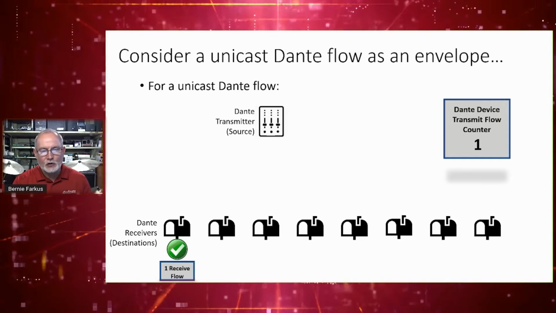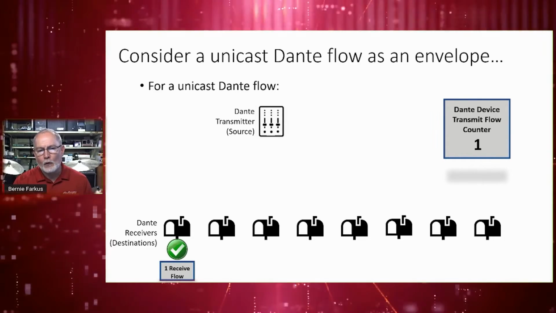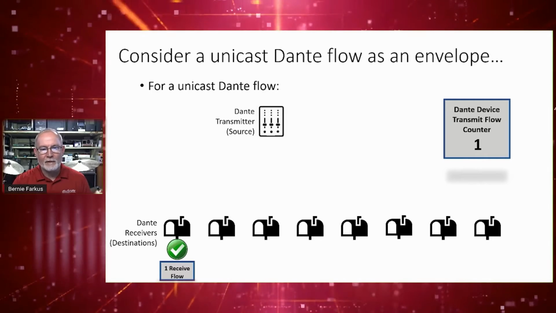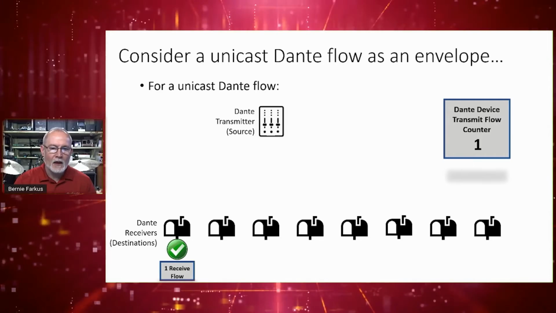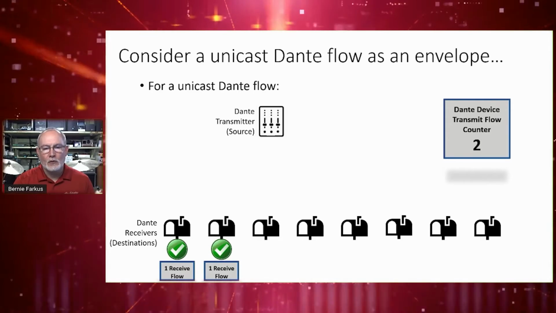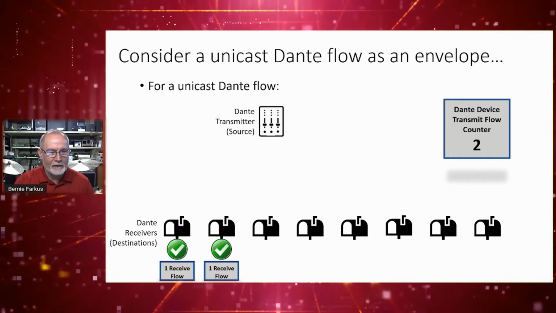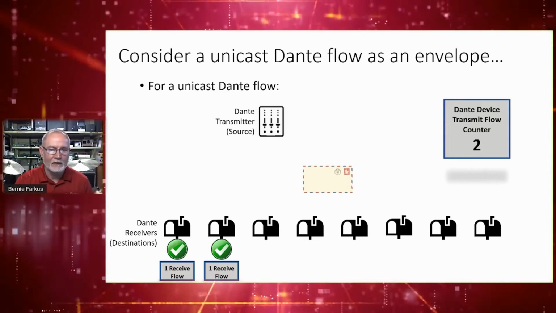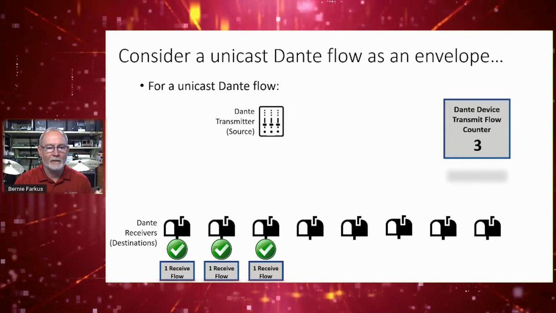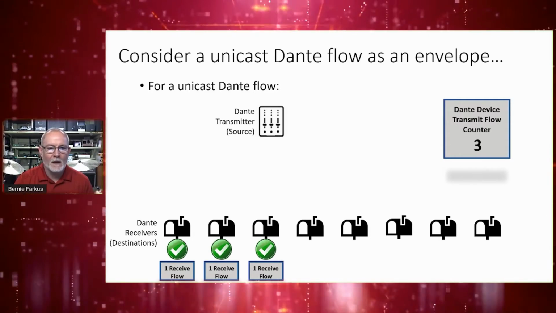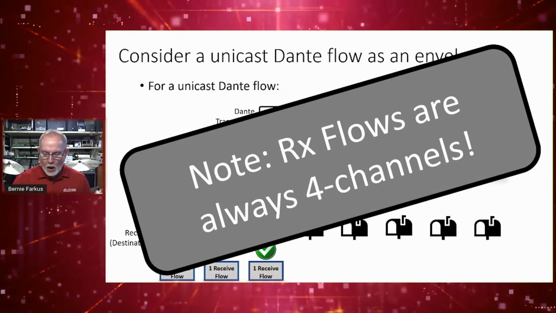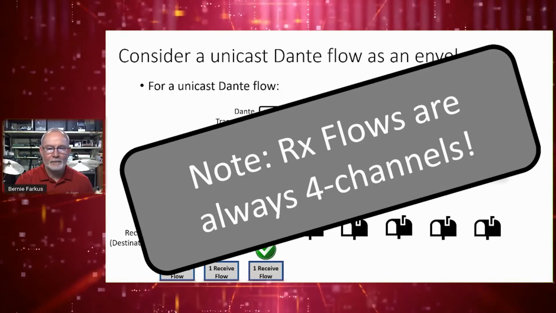Now that receiving device in Dante Controller, when we make that subscription, whether we're selecting one channel or all 4 channels, that uses one receive flow on that receiving device. The transmit flow has now used one Dante transmit flow. If we take that same audio, send it to a second device, the transmitting device is now using 2 of its available flows. The receiving device, that second receiving device, is only using 1 receive flow. And again, we send the same audio to a third device. Now the transmitting device is using 3 of its available Dante transmit flows, and the receiving devices, they're all using 1 receive flow. Pretty straightforward. Now, keep in mind that receive flows are always 4 channels, because when we talk about multicast Dante flows, well, those are a little different.